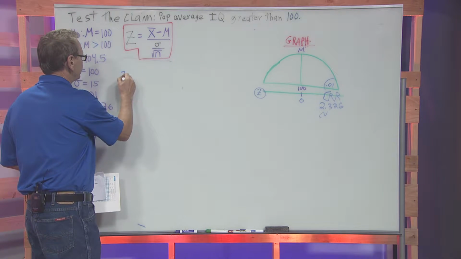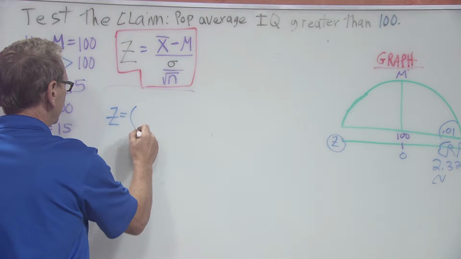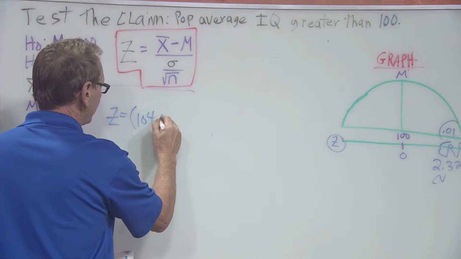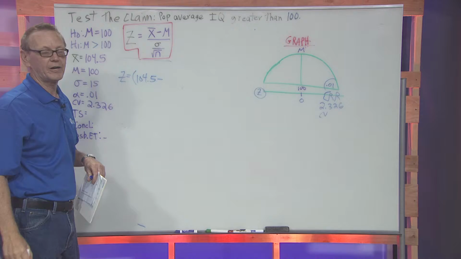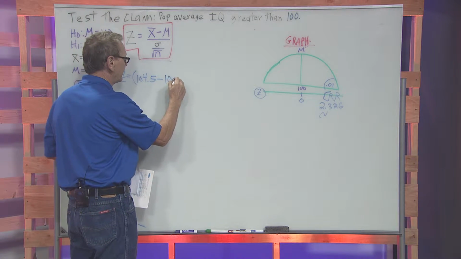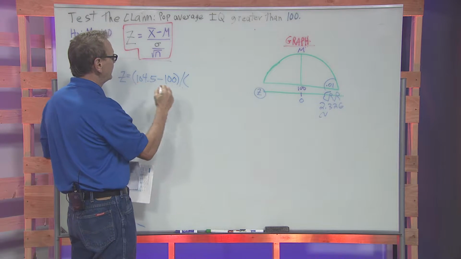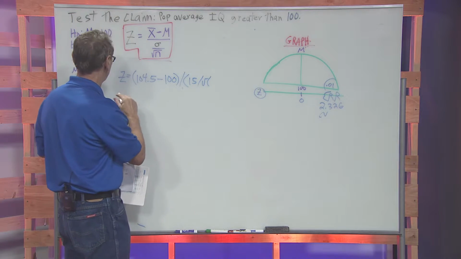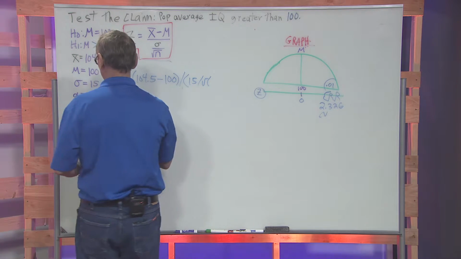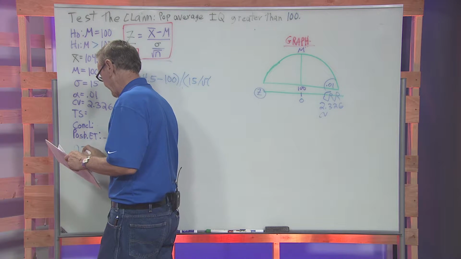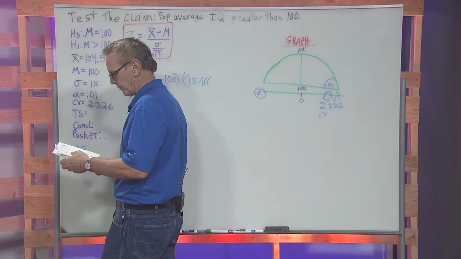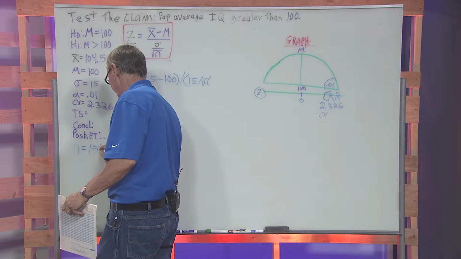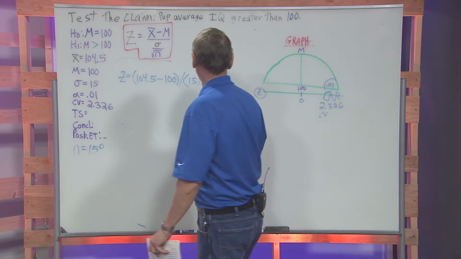Okay, here we go. So I'm using the formula. So z equals x bar. That's the sample mean, 104.5, and you subtract the population mean, 100, divided by the standard deviation, and that's divided by the square root of the number of samples. Okay, number of samples. I guess I didn't write that down. Let's see. We have 150 samples. Okay, so there's a lot of samples.